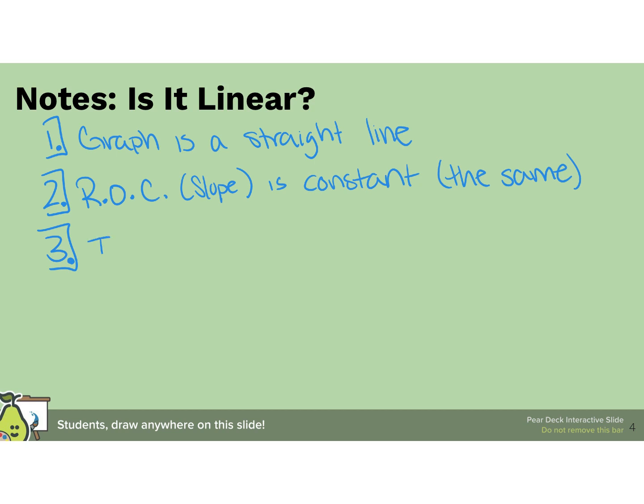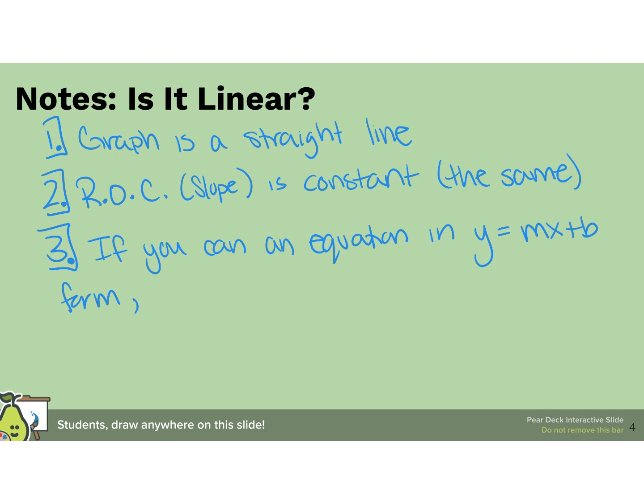The third criteria, this one's not going to make sense yet, but that's okay. If you can write an equation in something called y equals mx plus b form, then it's linear. Don't worry about that not making sense. Just write it down so that you'll have it for future reference, okay?